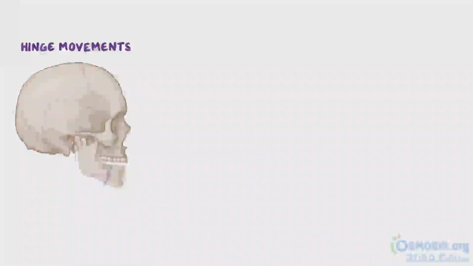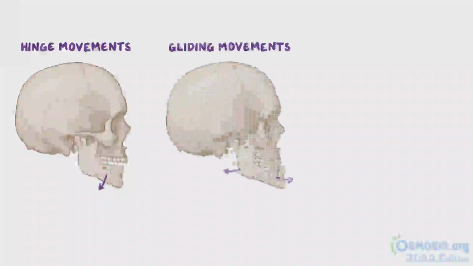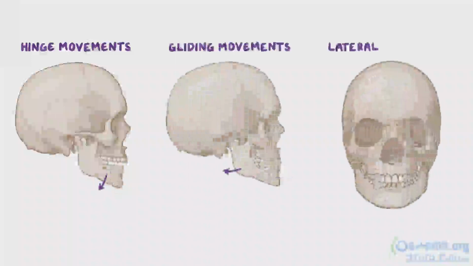The temporomandibular joint allows for hinge movements like elevation and depression, as well as gliding movements like protrusion and retrusion, and lateral or side-to-side movements used when grinding food.